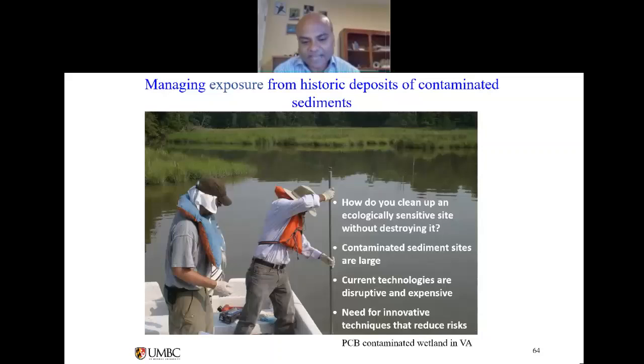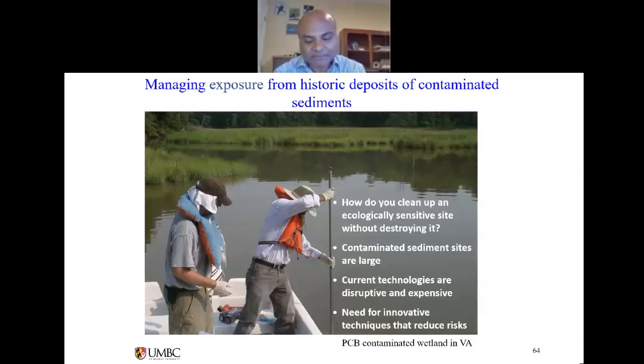And we have brute force techniques that we can use to remediate that wetland, for example, which is contaminated with PCBs in this case. We can dig out that wetland with the contaminated sediments and put it in a landfill so that the contaminants go away. But in the process of doing that, we would extensively damage that existing ecosystem.